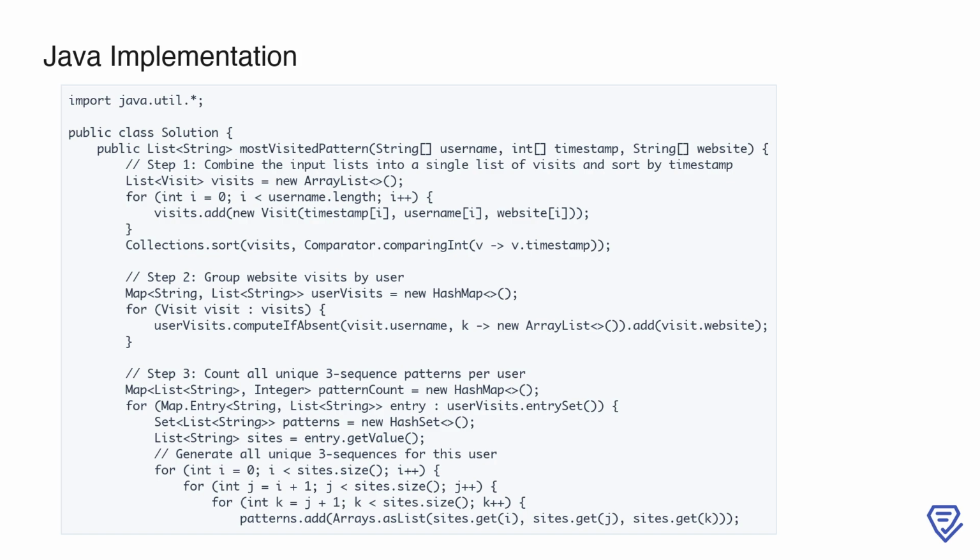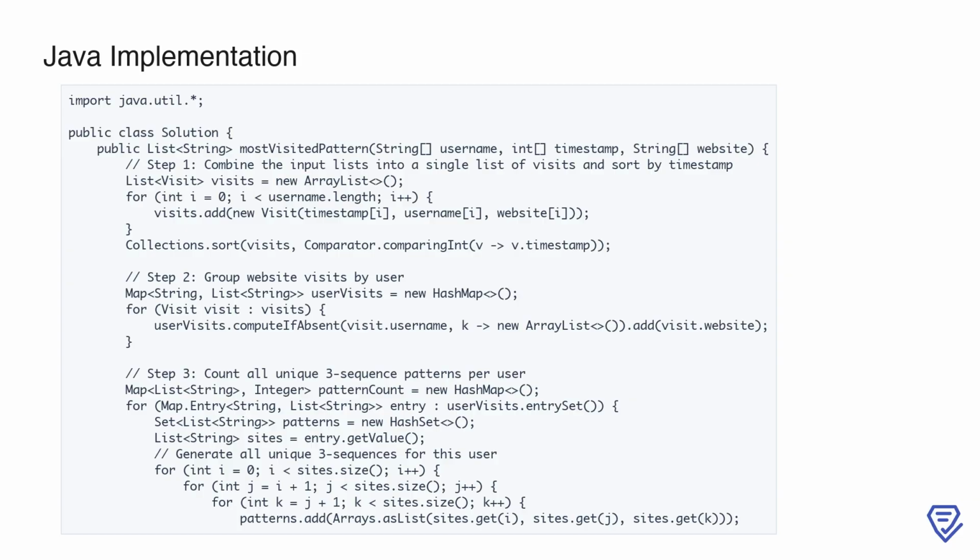This ensures that the visits are chronologically ordered for accurate analysis. Next, we group the website visits by each user. Using a hash map, we map each username to a list of websites they visited. This forms the foundation for tracking user-specific browsing patterns.